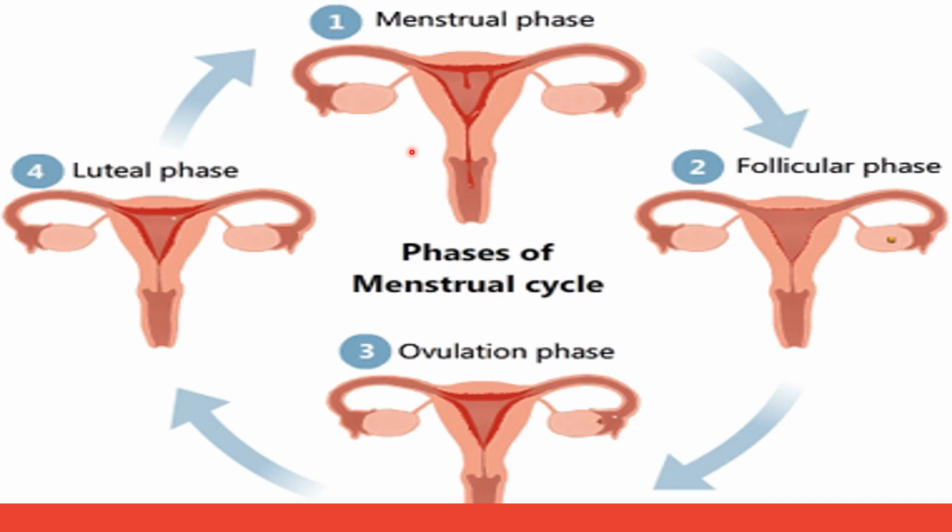Here you can see the different phases of menstrual cycle. First one, menstrual phase, then follicular phase, third ovulatory phase, then fourth phase is luteal phase. You can observe the changes in uterus in different phases of menstrual cycle.